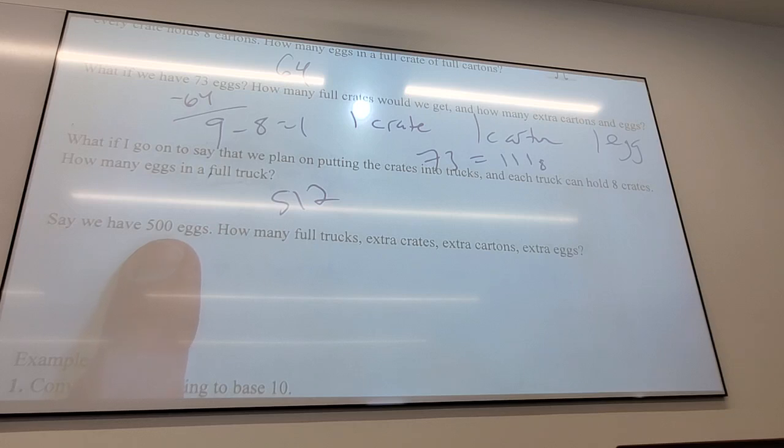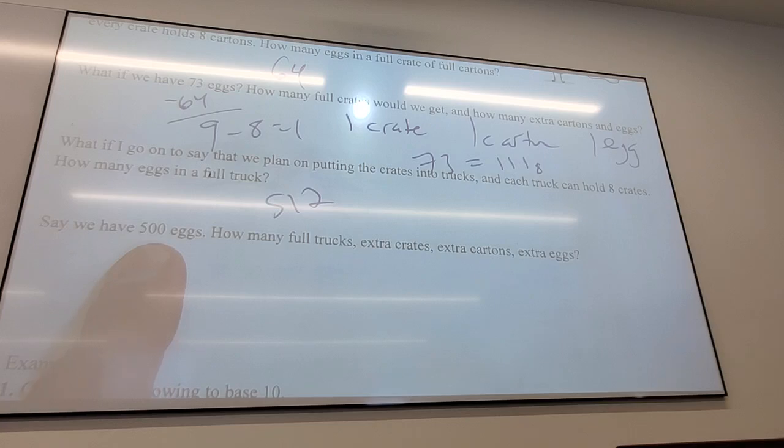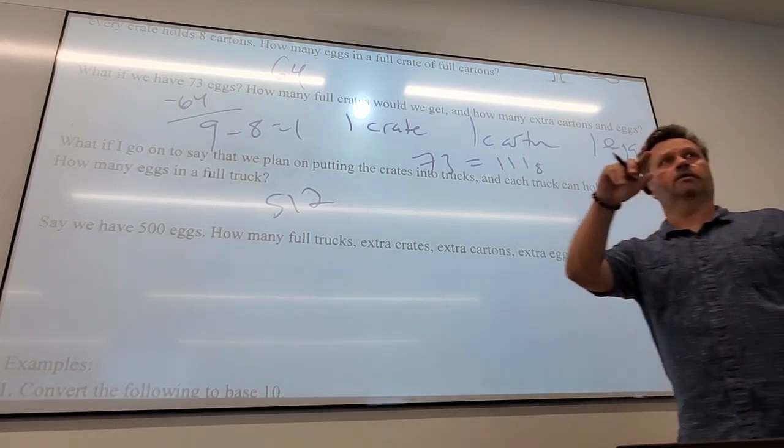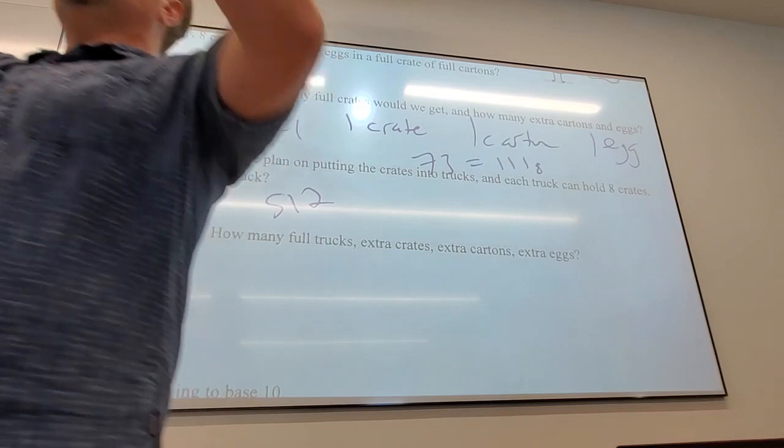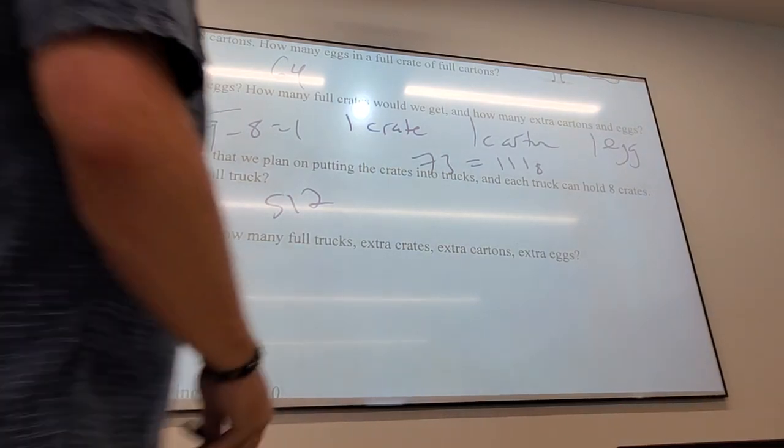So do we even need a truck for this? Would 500 eggs make a truck? How many total eggs make a truck? 512. Do I have enough? Okay, so let me slow down for a second. Somebody agree that if I would put 8 crates in a truck, and every crate has 64 eggs, 8 times 64 is 512, correct? I cannot fill a truck unless I have 512 eggs. I didn't mean for this to be a trick question, by the way, but it just turned out to be. So do I even get a full truck? No, it's fine. So I have no full trucks.